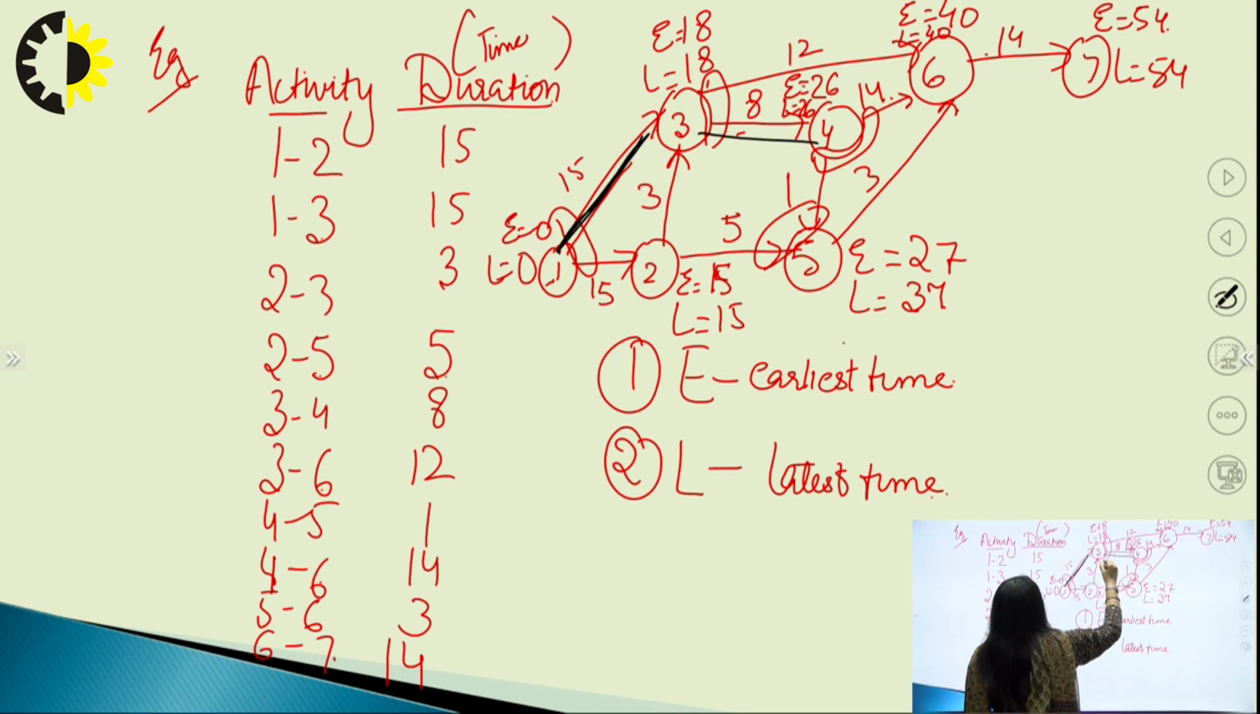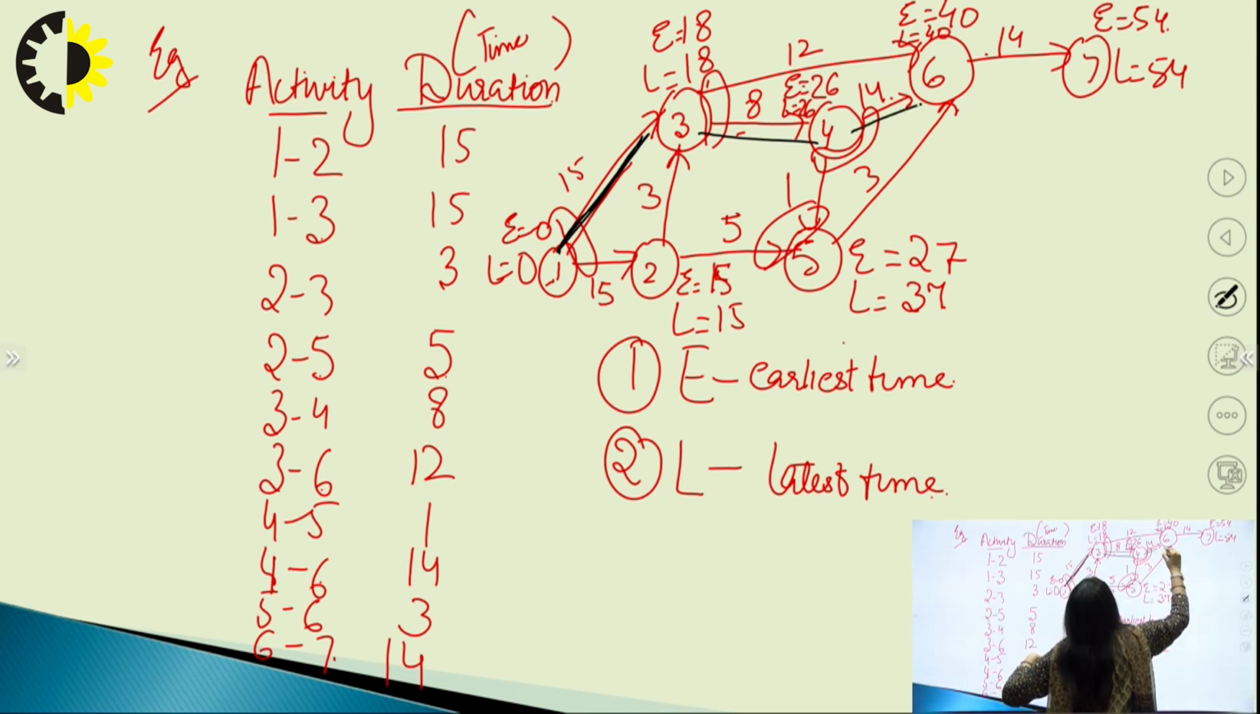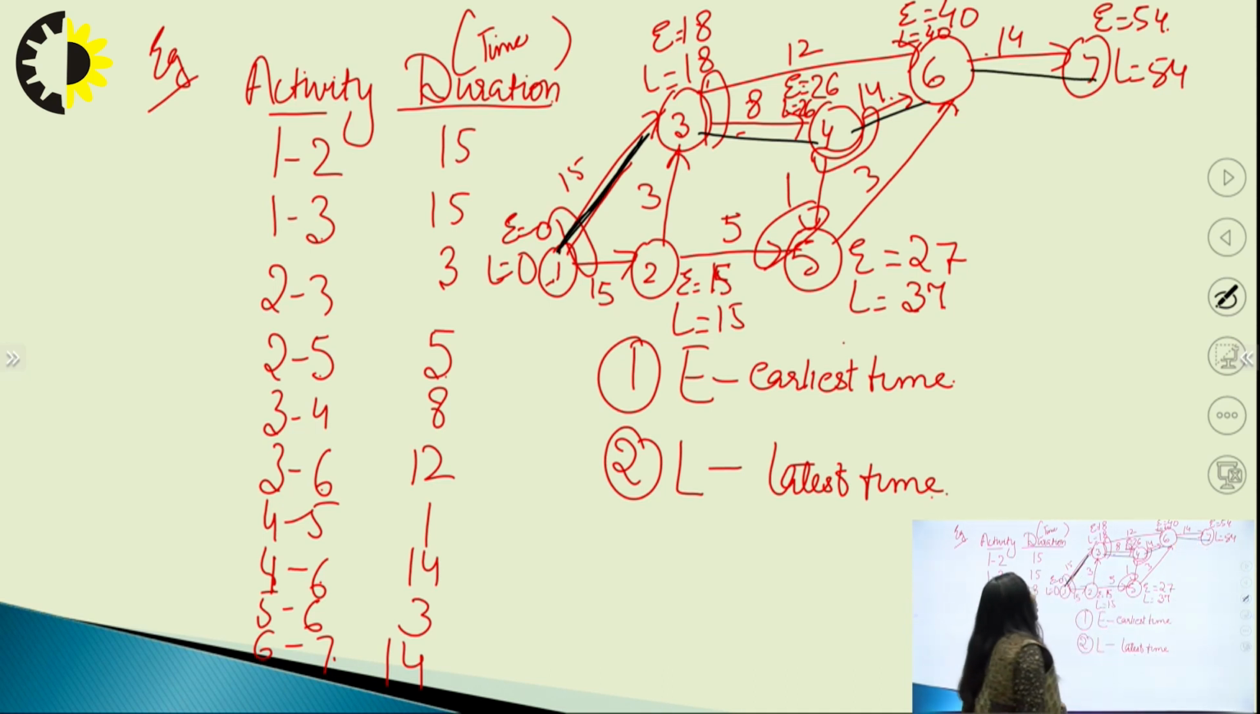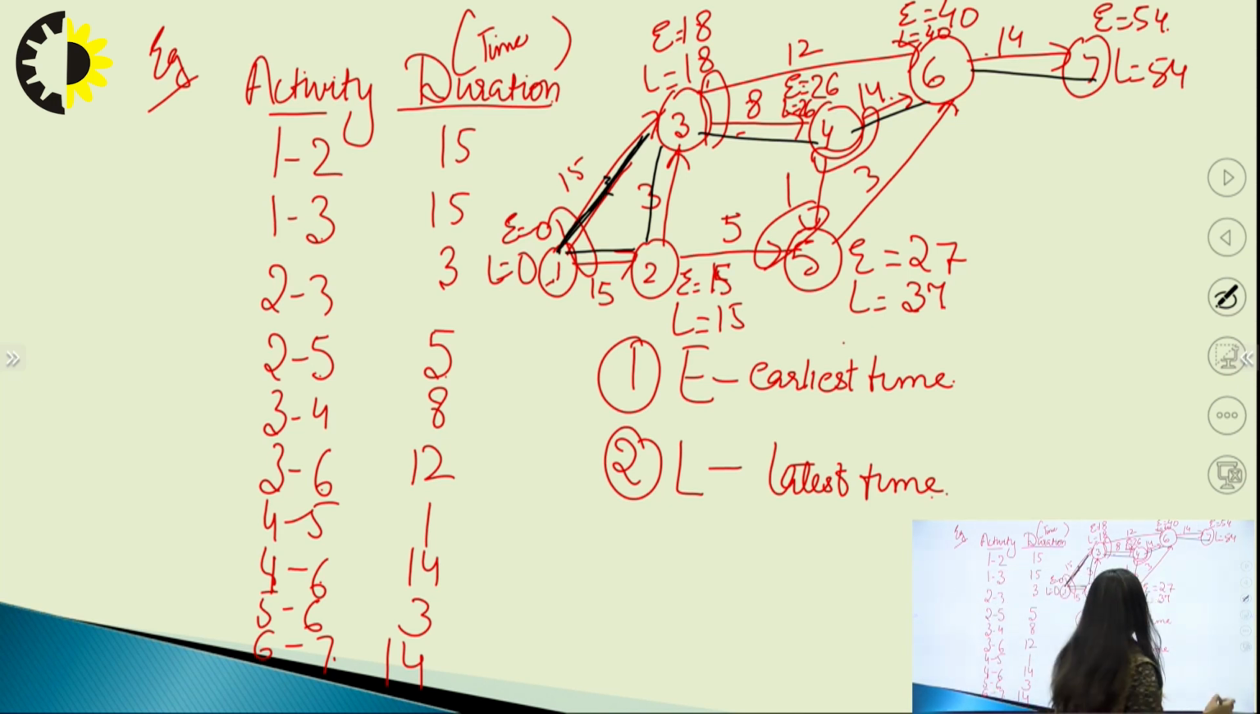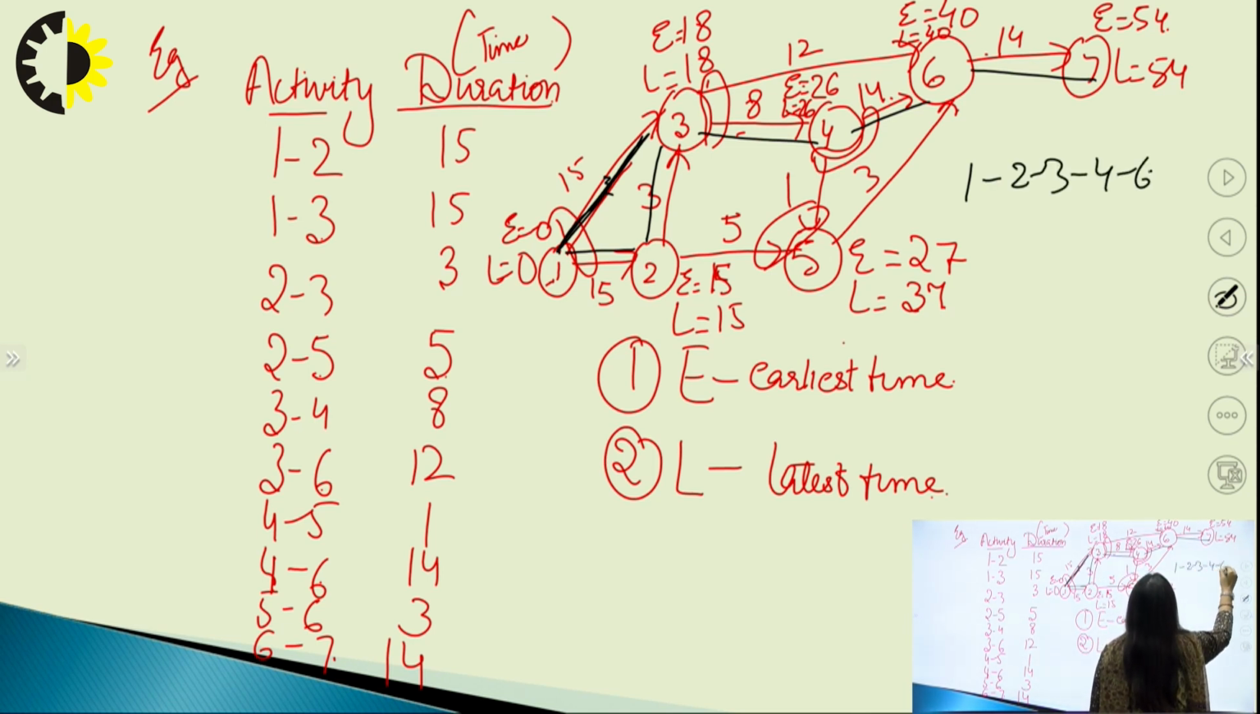Sorry, you can come here. 1, 3, same E and L. This and this and this. So 1, 3, 1, 2, 3. Actually, you can say this 1, 2, 3. 1, 2, 3, 4, 6, 7 is our critical path.